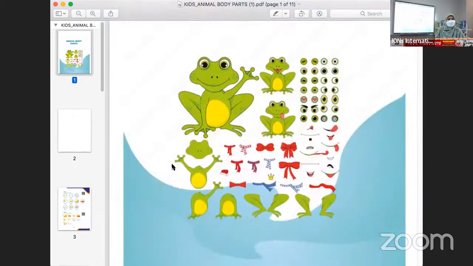And this one, hand. This one is leg. What type of leg does the frog have? Is it long or is it short? It's short, miss. Yes, it's short, to make it easy for the frog to jump from one place to another place.